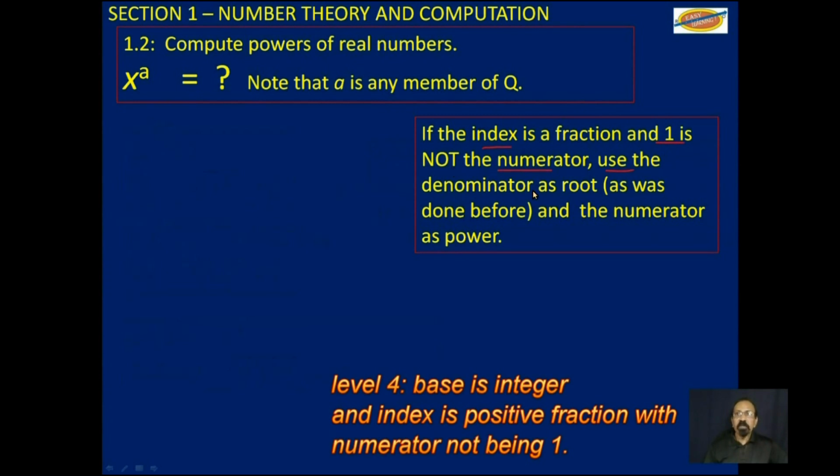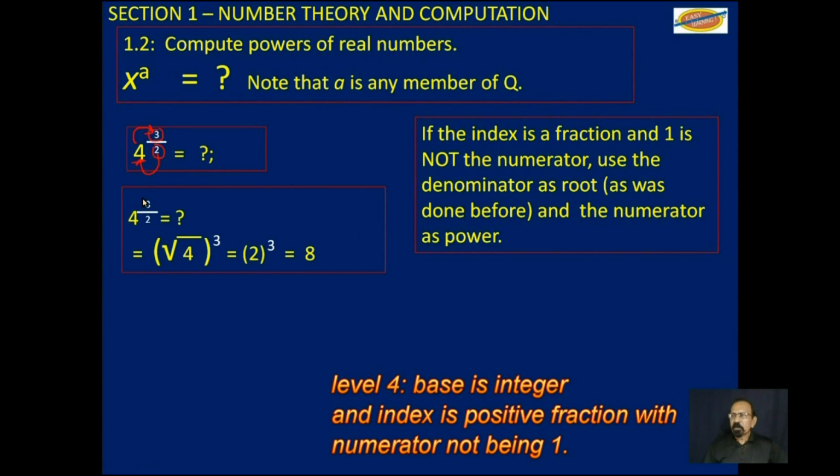So we will use the denominator as the root, as we just did, but now we will use the numerator as the power. So if you have 4 to the 3/2 power, you will find the square root of 4, and the answer you then get, you will carry it to the 3rd power. So the square root of 4, which is 2, and we then carry that 2 to the 3rd power, and we get 8.